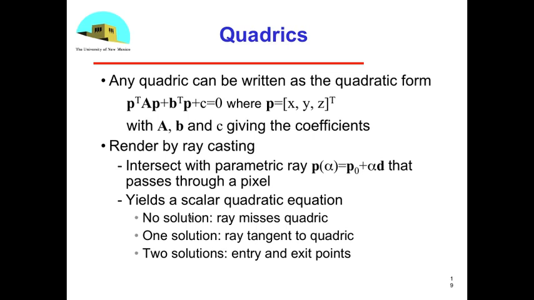What are the possibilities? If there is no real solution, then the ray misses that particular quadric object. If there are 2 solutions, that gives me the entry and the exit point, where I enter a sphere and where I leave the sphere, and by looking at the distances, I can tell which one I want. And if there happens to be 1 solution, because the square root turns out to be 0, then what I get is a ray that's tangent to the quadric, like tangent to the sphere.